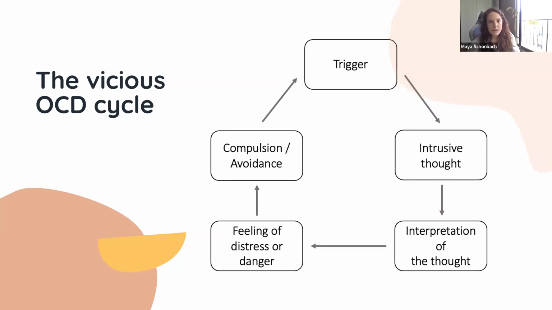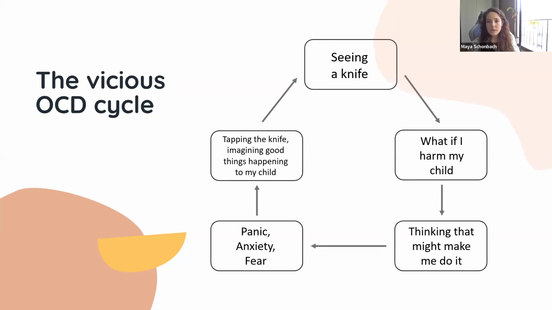Let's go through a really quick example. So maybe your trigger could be seeing a knife on the kitchen counter, and then the intrusive thought would be, what if I harm my child? And then the interpretation, again, that's the key thing, is thinking that what if I harm my child might actually make me do it. So the connection between thinking something and actually carrying out the action. That's the interpretation there. And then that brings about, obviously, very naturally, panic, anxiety, fear, horrible, horrible thought.